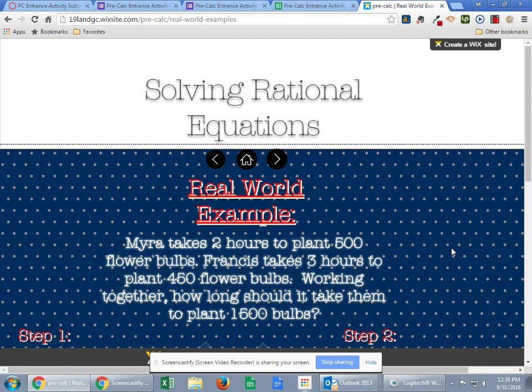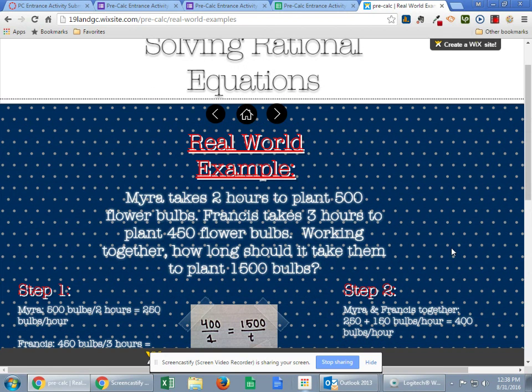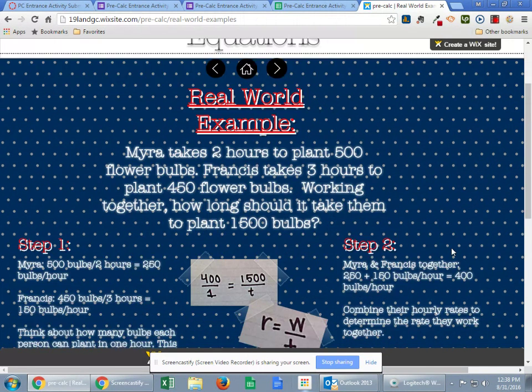One real-world example is Myra takes 2 hours to plant 500 flower bulbs. Francis takes 3 hours to plant 450. Working together, how long should it take them to plant 1,500 bulbs?